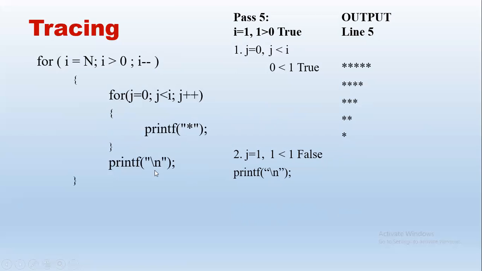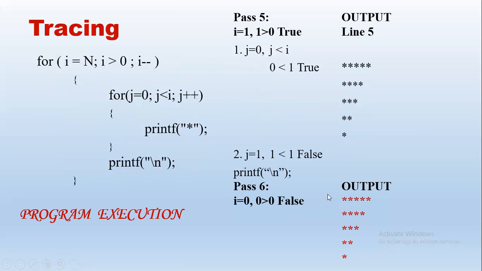Now when this step is completed, the i value is decremented further. So 0, 1 minus 1, i becomes 0. When we check this condition, 0 greater than 0 is false, and the control exits from the outer loop also. And we have the required output.